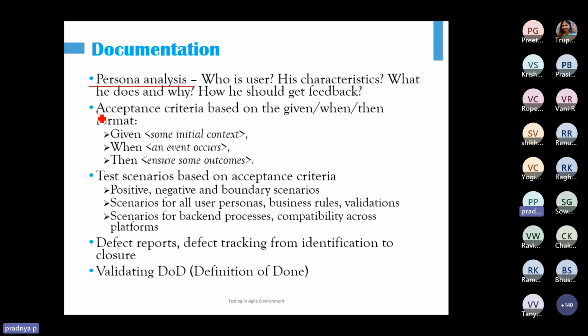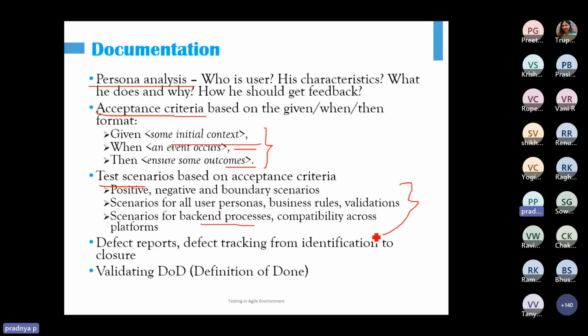Acceptance criteria can be created for the user stories, right? In the given-when-then format. Given a precondition, when some event occurs, then what should be the output? These acceptance criteria can help us to create scenarios. Okay, so we can create the acceptance criteria and then create scenarios: positive, negative, boundary scenarios, scenarios for different user personas, business rules, validations, backend processes, compatibility. So we will have to create all the scenarios. We need to ensure coverage. We don't need to go into the details of step by step documentation, but we should not miss anything in testing.